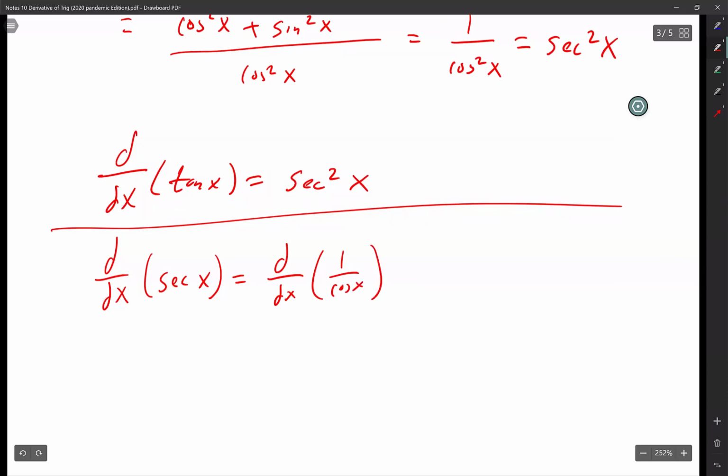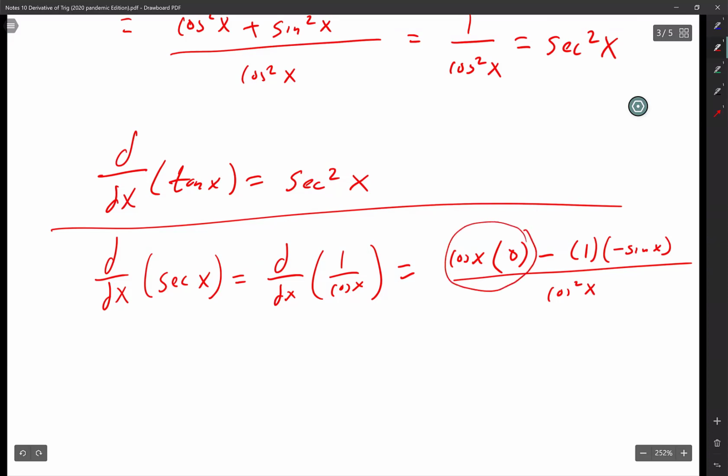Do you guys agree that secant x is 1 over cosine x? All right, let's do the quotient rule with this. Bottom, cosine x, times the derivative of the top. What's the derivative of a constant? 0. Minus top, 1, times the derivative of the bottom. What's the derivative of cosine x? Negative sine x. All over cosine squared x.